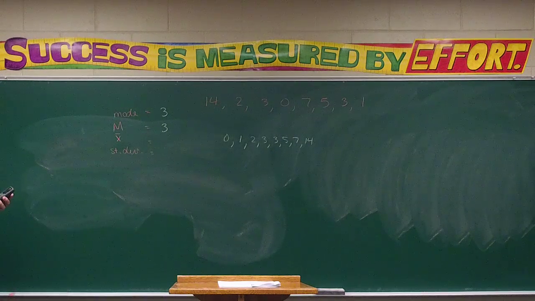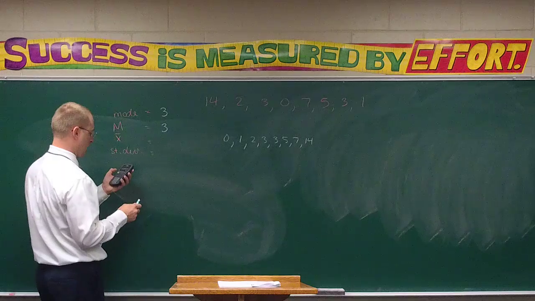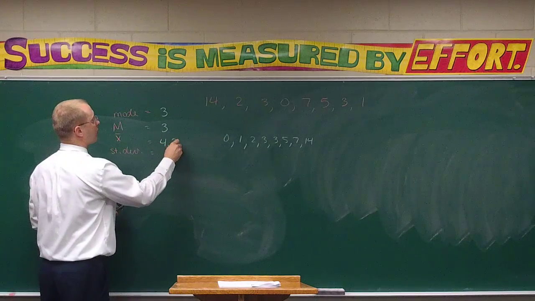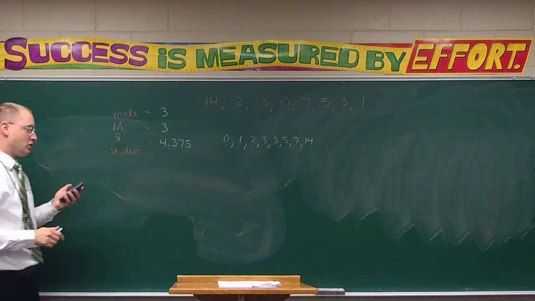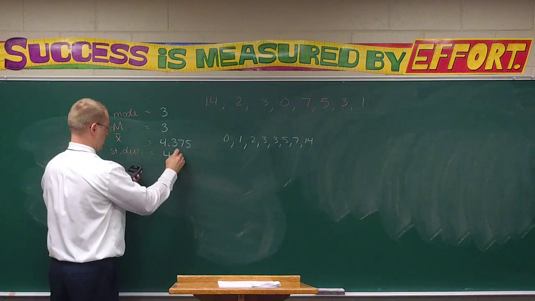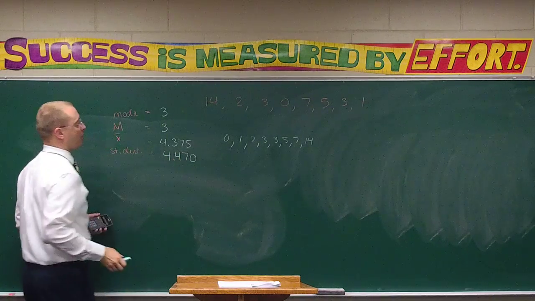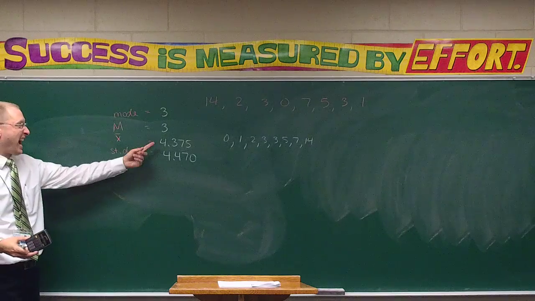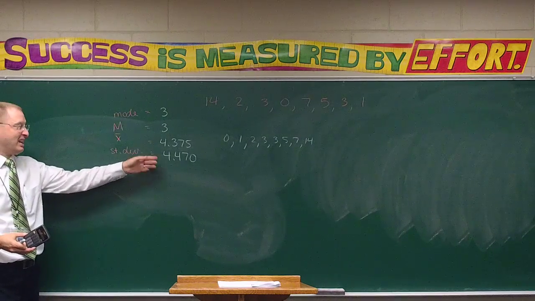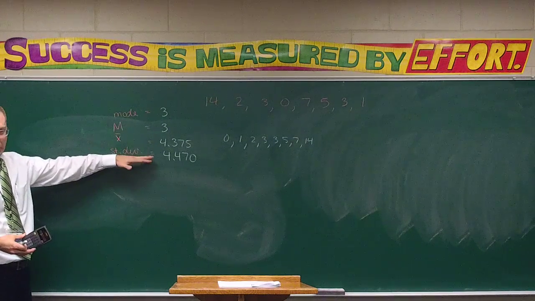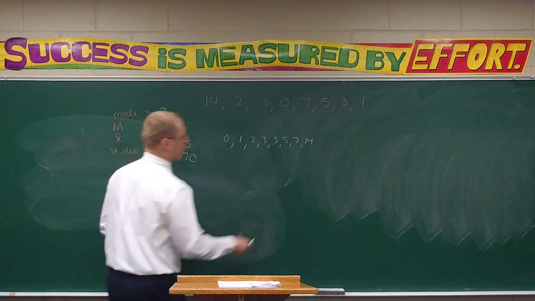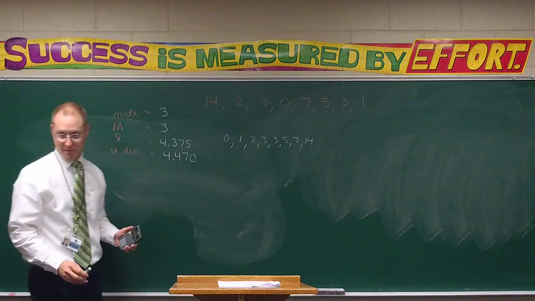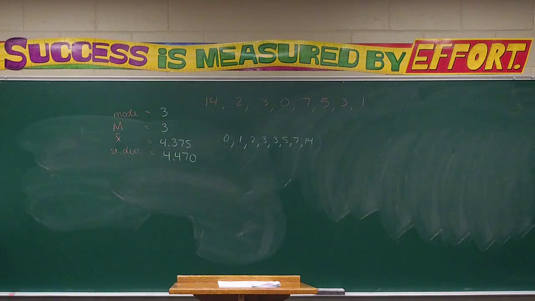What is the average, class? 4.375 runs. What about the standard deviation? 4.470. There we go. Notice the standard deviation is actually higher than the average. Okay, we don't have a very reliable set of statistics. Why not? Outlier. There's a really prominent outlier. 14 runs is not normal for this team. The other ones are pretty much fine.